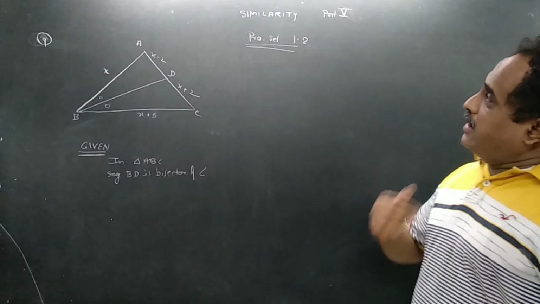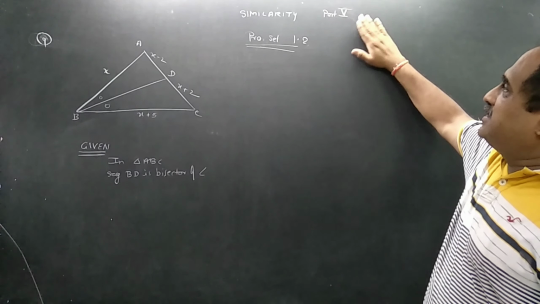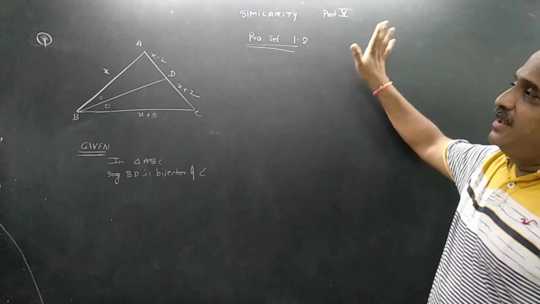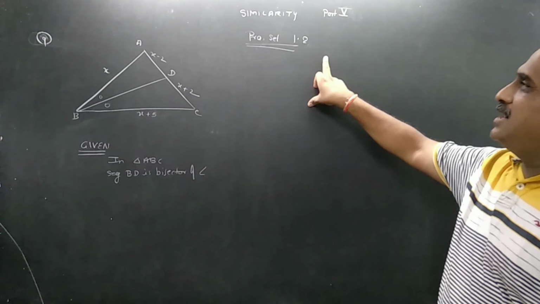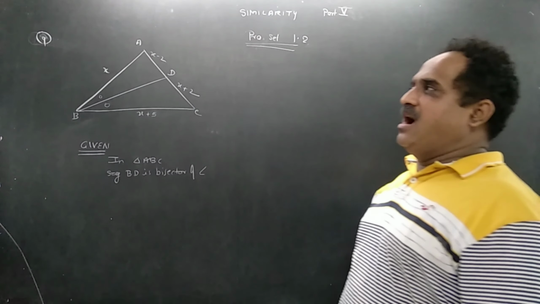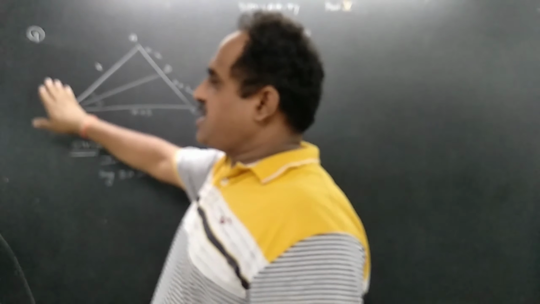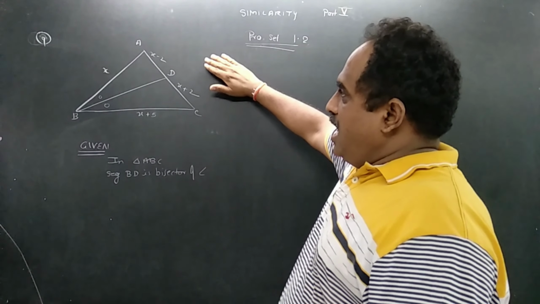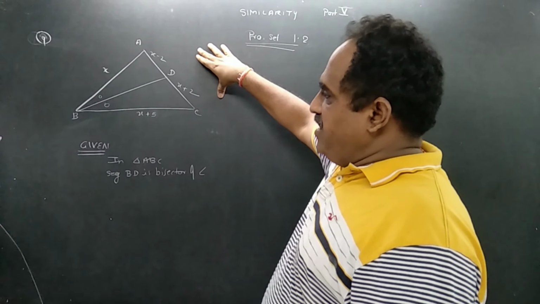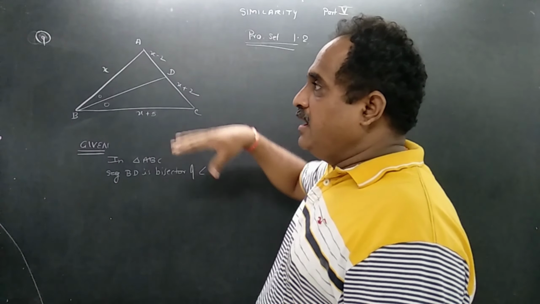Now it is the fifth part of chapter similarity, and up to now we have completed the practice set 1.2. We have completed 8 questions. Now I'm going to start with question number 9, and this is the figure for question number 9.